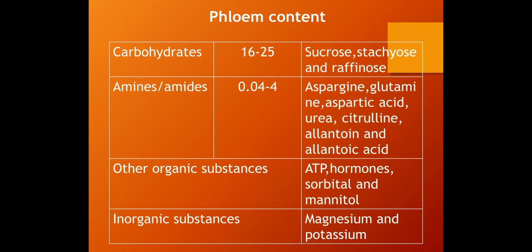So, what does the phloem consist of? The analysis of the phloem tissue revealed that the phloem sap contains sugars at a concentration of 16 to 25%, while the amino acids or the amines contain about 0.04 to 4%. The major carbohydrates are sucrose, stachyose, and raffinose. In addition to carbohydrates and amines, it also contains other organic substances and inorganic substances.